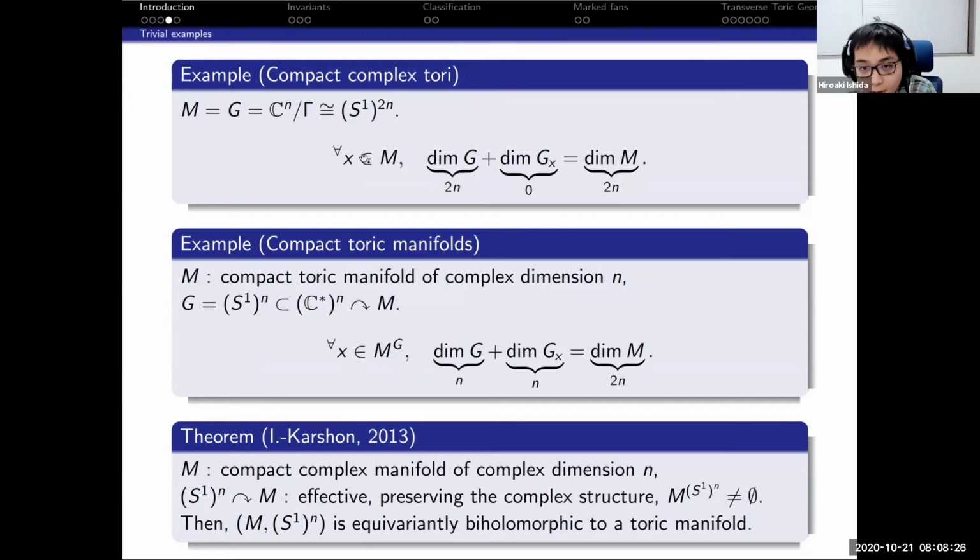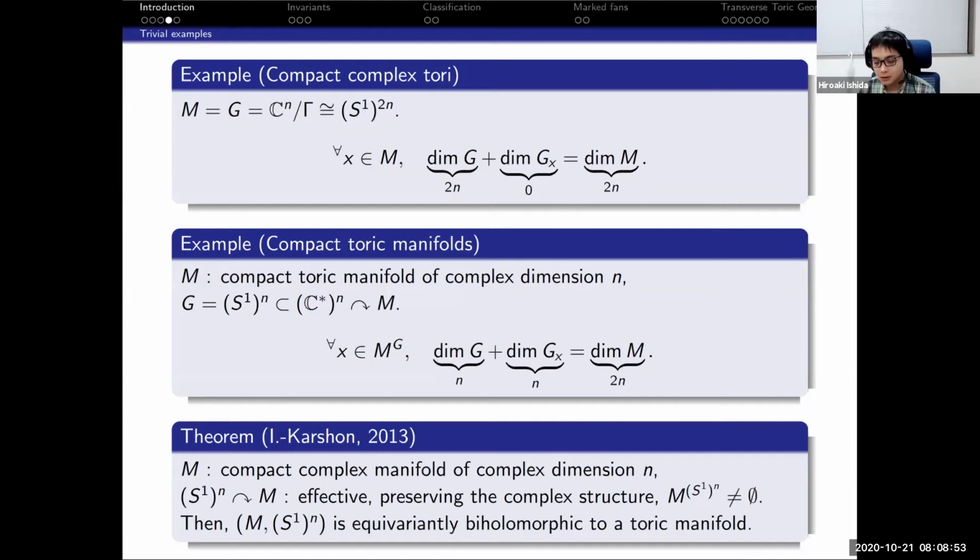So for any point x in M, we can check the equality. Namely, the isotropy subgroup G sub x should be trivial because M is a Lie group. So the dimension of G plus the dimension of G sub x is the dimension of the whole manifold.